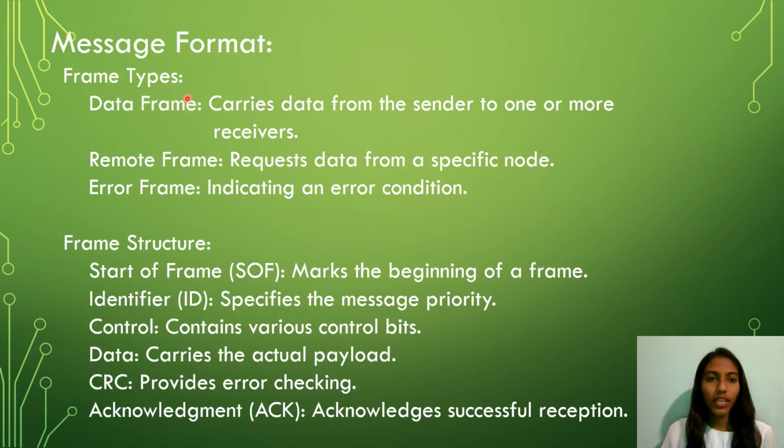So the message format of the CAN bus has frame types: data frame, remote frame and error frame. Here data frame carries the data from the sender to one or more receivers. Remote frame requests data from a specific node. That means when a client or a sender sends the request to the receiver, the receiver in turn responds with the data. Error frame indicates an error condition. Whenever the data is passing from the client to the server, the errors at the node, the error frame will detect.